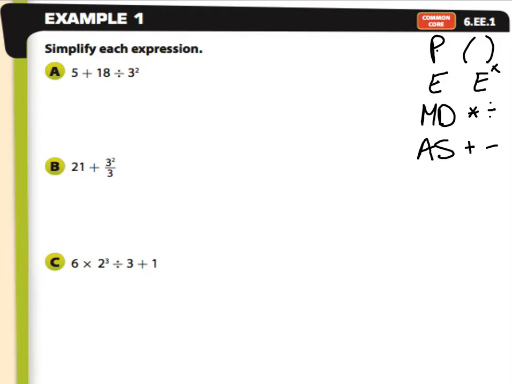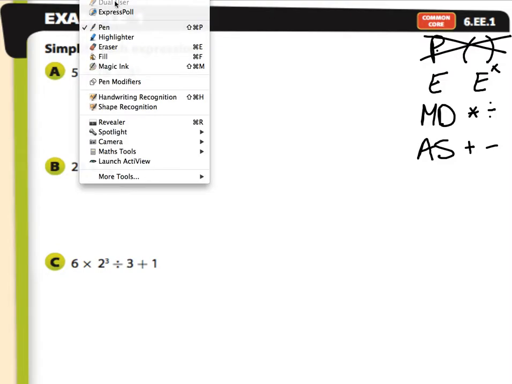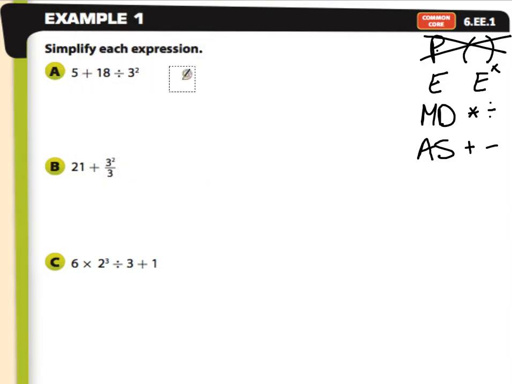So here I have no groupings, no parentheses. So for the first round, we're going to ignore that, and we're going to look for exponents. So here I have an exponent of 3 to the second power. So I first have to figure out what 3 to the second power is. 3 to the second power means 3 times 3, which is 9. So I bring everything else down that I haven't used. I bring down the 5, I bring down the plus 18 and the division, and then I bring down 9.